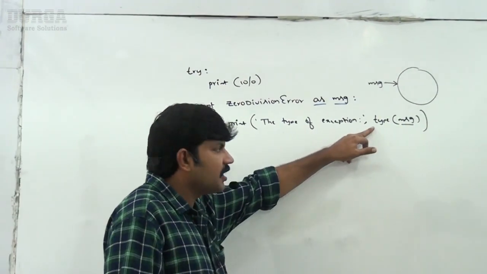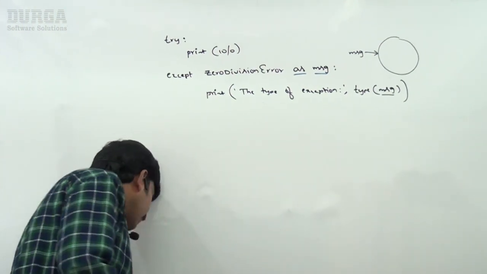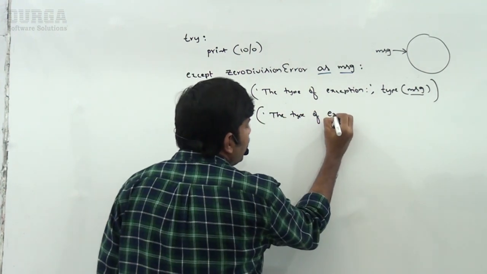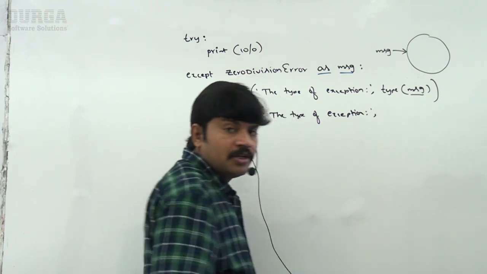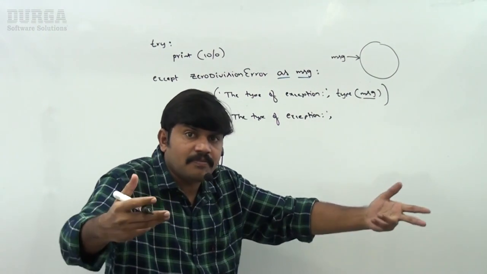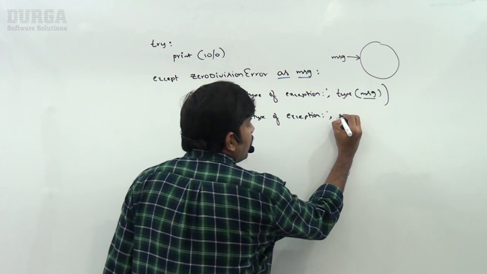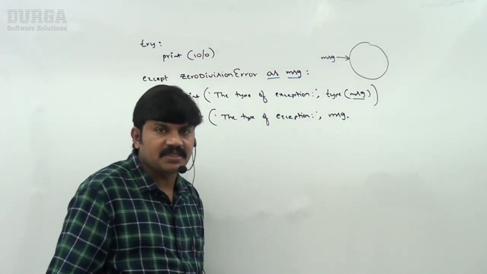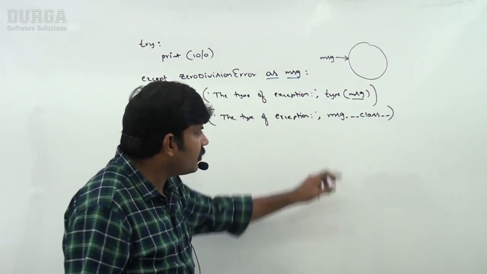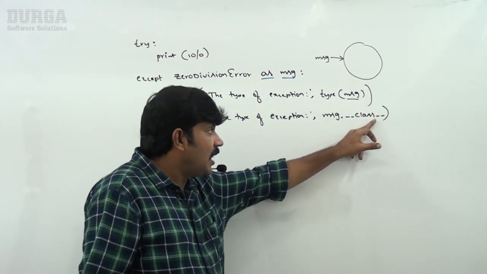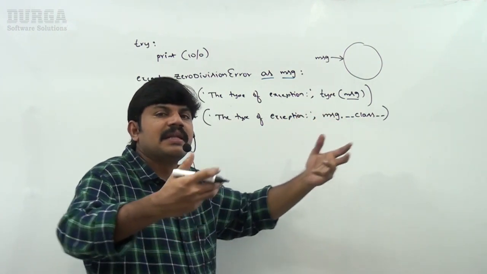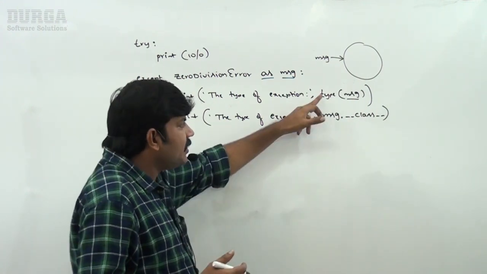But now observe the same thing. There is another way also to print the type of exception. Here msg is the reference variable to the exception object. What is the corresponding class name? I want to print it very simple: msg dot underscore underscore class underscore underscore. So this one itself prints the class name, and to print the type, again the same answer we are going to get.